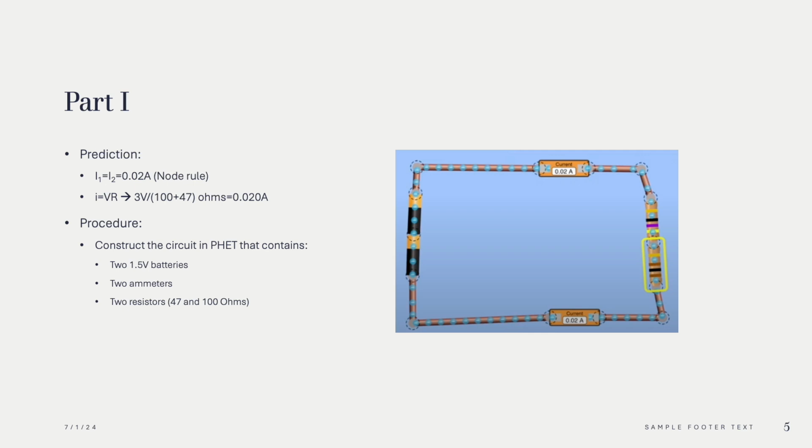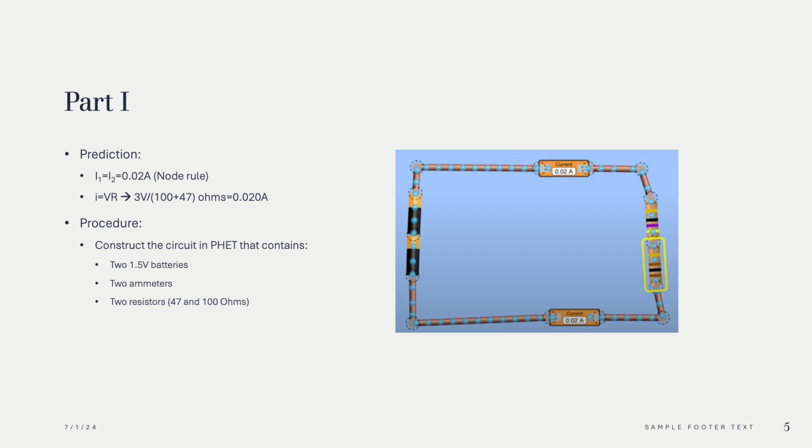For part 1 of the experiment, I predicted that I1 would be equal to IT based on the node rule, and the calculations are provided to validate this prediction. Stating that I would equal 0.02 A. I constructed the circuit by having two ammeters, two 1.5 volt batteries, and two resistors with a resistance of 47 and 100 ohms to create the following model, as seen here.